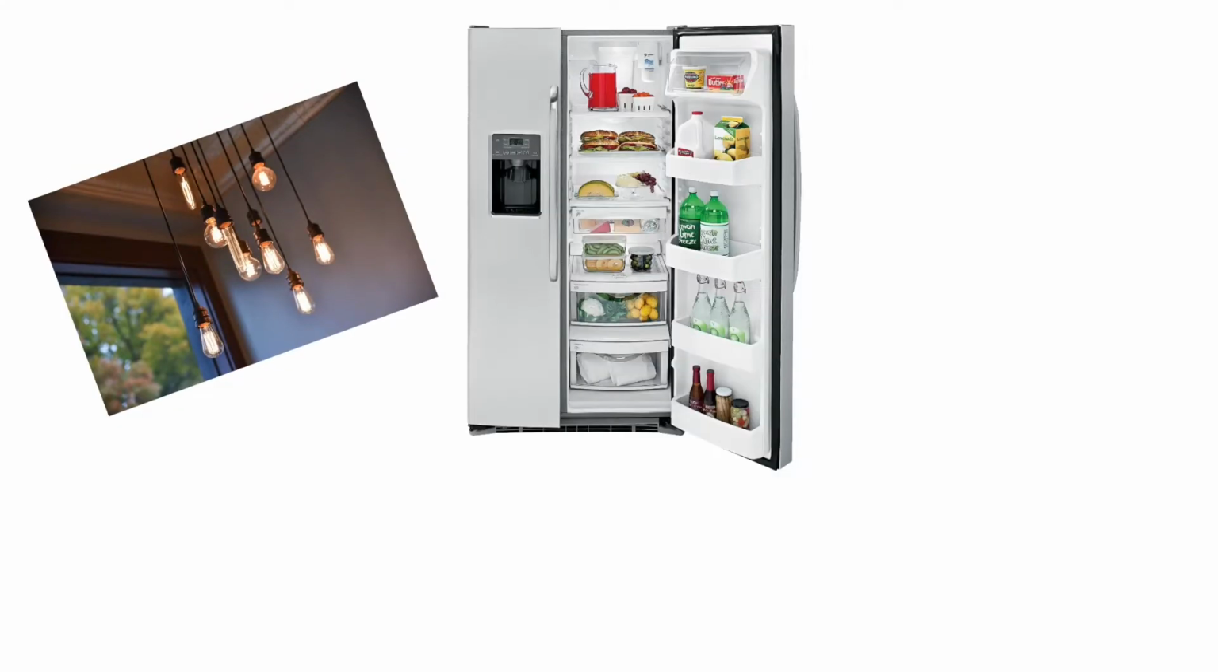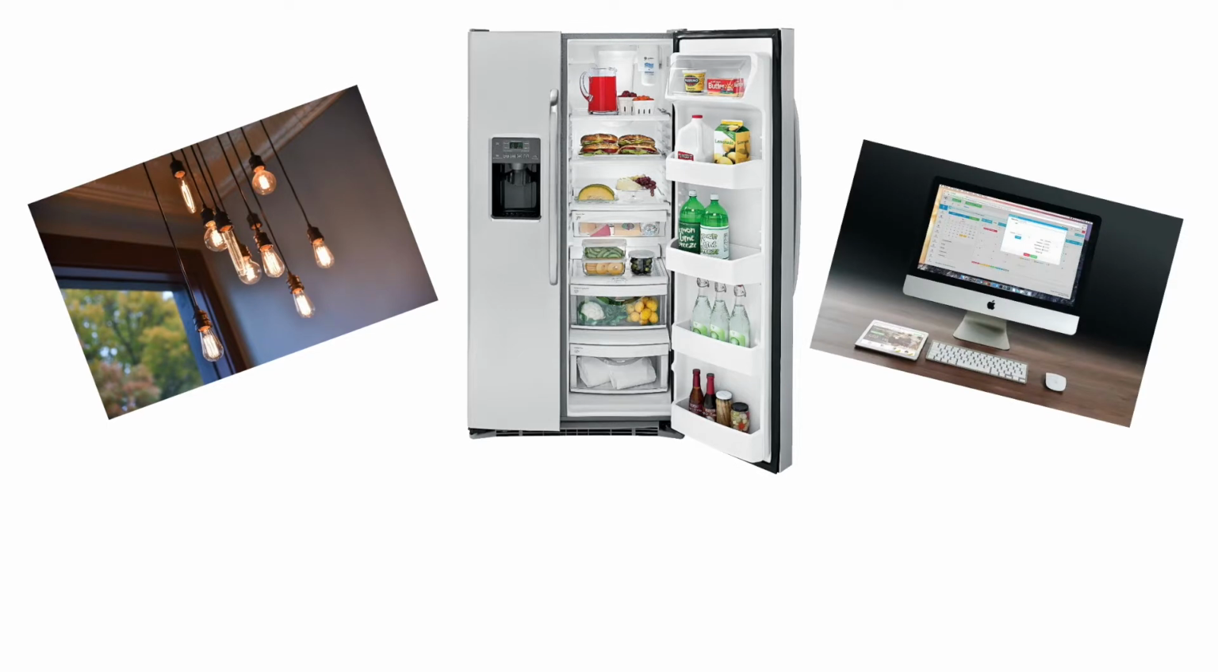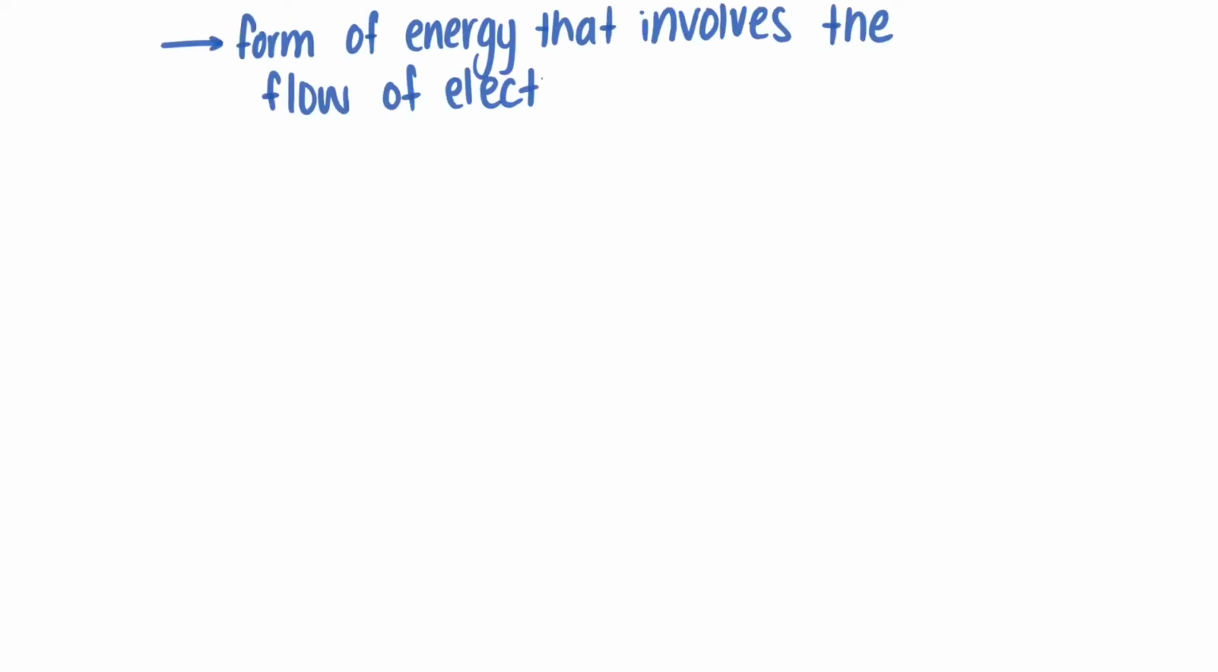Hello, my name is Leslie, and today we're going to be talking about electricity. As we know, energy comes in many different forms, and electricity is just one of those. We pretty much use electricity every day of our lives, from turning on the lights, to keeping our food in the fridge, to powering the computers you're using for school. So what is electricity? Electricity is a form of energy that involves the flow of electrons.